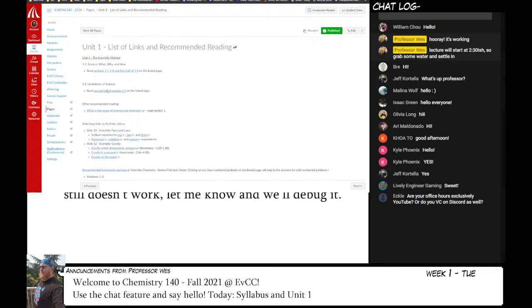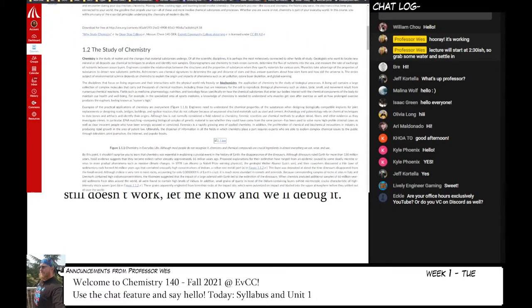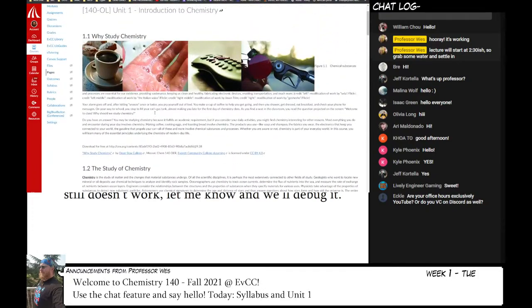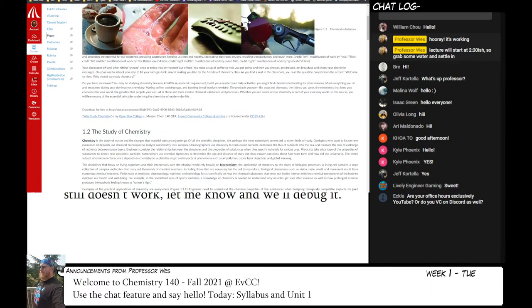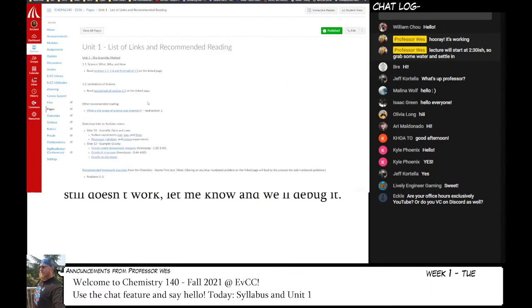Clicking on all of these things brings up basically the textbook. I don't know why these images are broken. I will have to look into that. Could just be a Canvas thing, I don't know. But this is basically your online textbook.